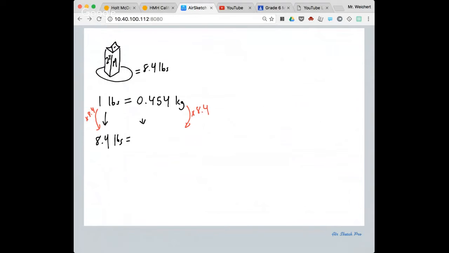All right. So we're going to do that. We're going to do the math. Would you find out what this would be? Because if we have 8.4 of these, then that'll tell us how many kilograms. Actually, let's race, all right? Let's see who gets this done first.